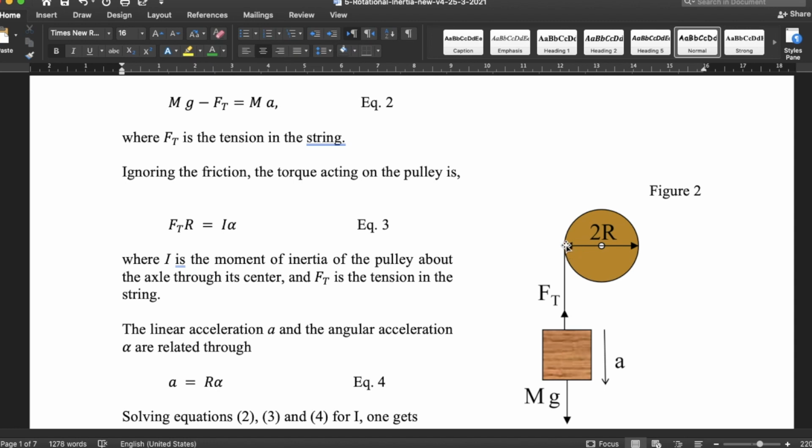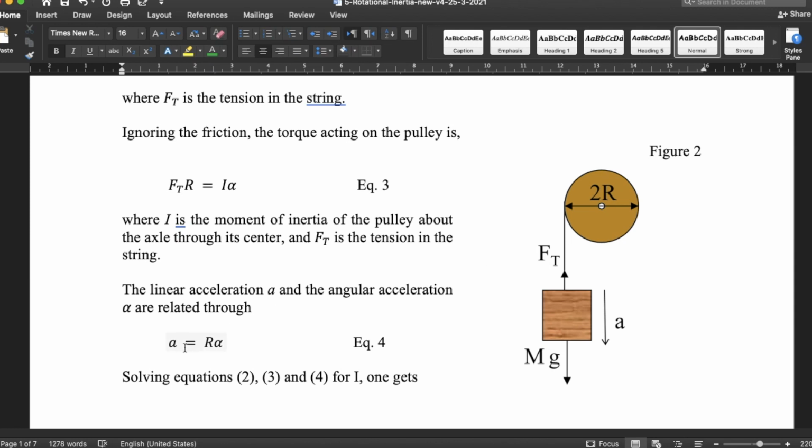So the torque is the force of tension times the radius, not the whole diameter, but only the radius, because we are taking from the center, equals I, which is the moment of inertia of the pulley, times alpha, which is the angular acceleration. And remember also that the linear acceleration is related to the angular acceleration by the radius.